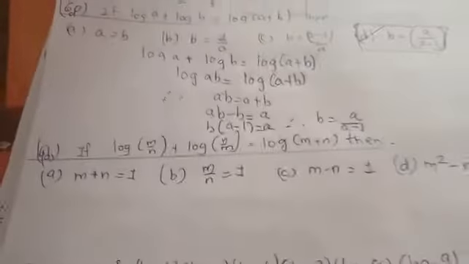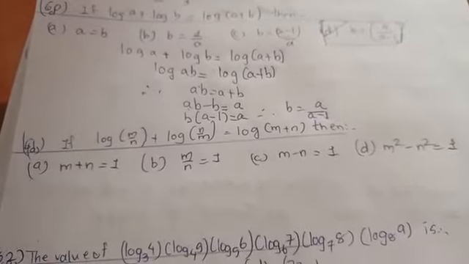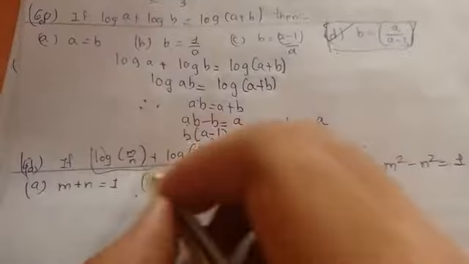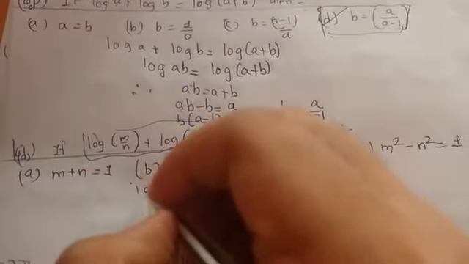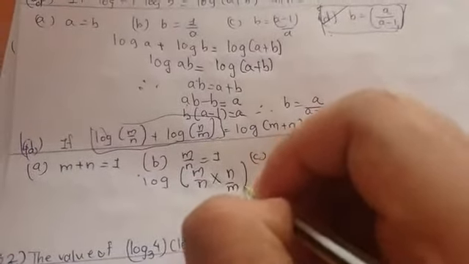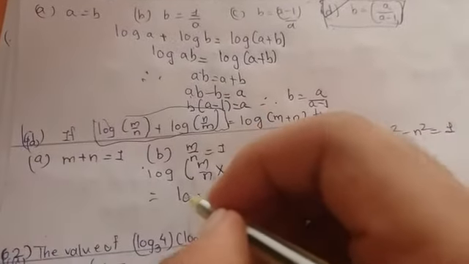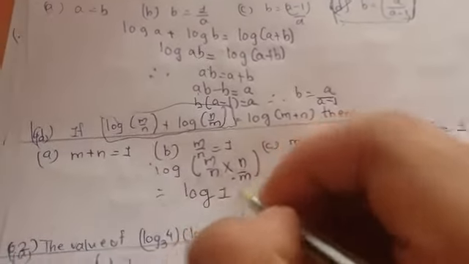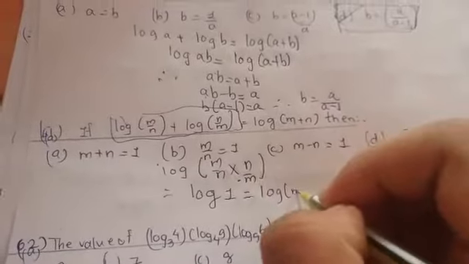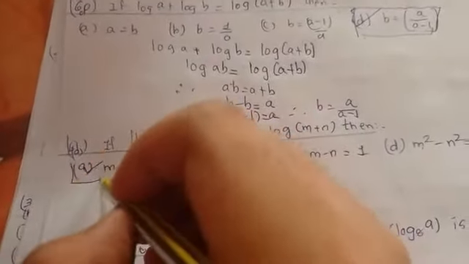61st question. If log m by n plus log n by m is equal to log m plus n, then we know that this expression can be written as log of m by n into n by m, which is equal to log 1 is equal to log m plus n. So m plus n is equal to 1, and option A is correct for question number 61.